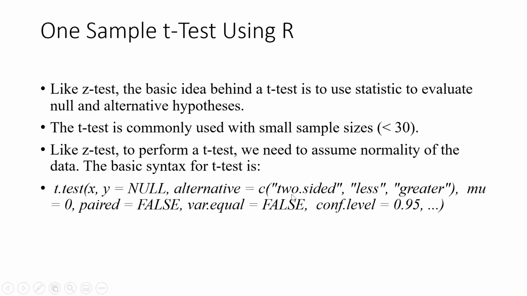Then we look at alternative. The alternative could be two-sided. If you pick two-sided, which is the default, that is a situation whereby you are dealing with two tails. But if it's one tail, then it could be less or greater. This is our population mean. And very soon we will see the reason why we have paired and all sorts of things when we are dealing with two sample testing.